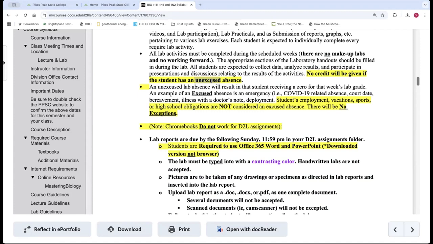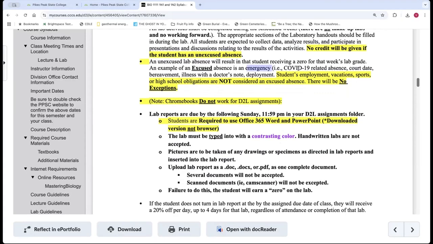So let's first talk about excused absence versus unexcused absence. An excused absence is essentially an emergency. You're sick, not just COVID related, you're sick. Court date, bereavement, illness with a doctor's note. With illness with a doctor's note, your labs are available over a week span of time, and because they're available over a week span, your illness needs to extend over that week span. Having an illness that's a day or two would not be considered an excused absence.